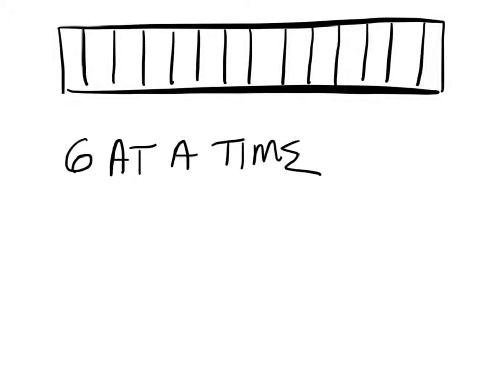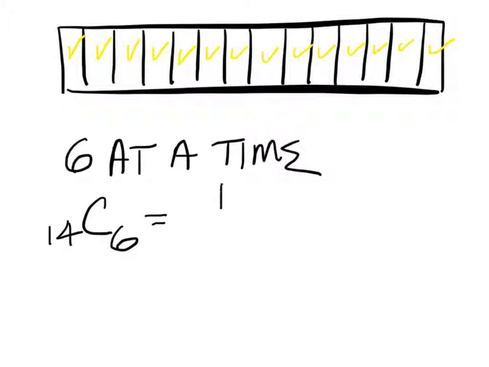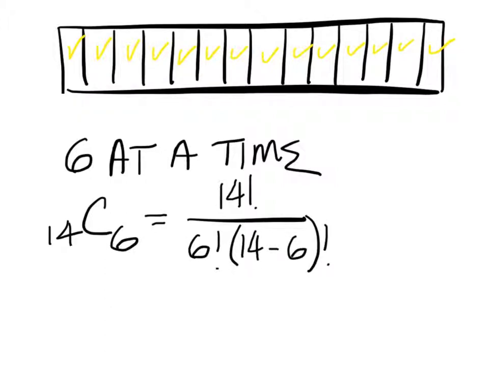How many different combinations are there of choosing 6 at a time from that many books? Well, we have 1, 2, 3, 4, 5, 6, 7, 8, 9, 10, 11, 12, 13, 14. We have 14 books, and we're choosing 6 at a time. Now the combination formula is 14 factorial over 6 factorial, and then you want the factorial of those two numbers subtracted. So 14 minus 6, and whatever that is, factorial.